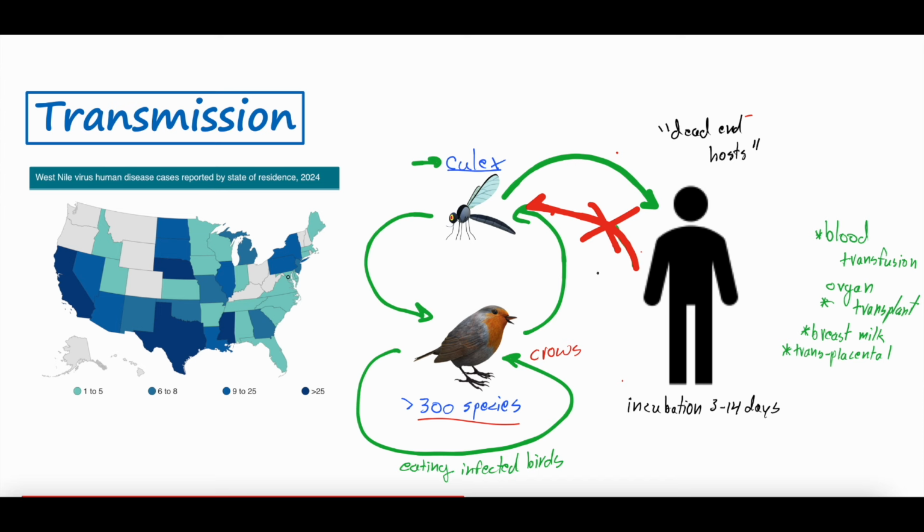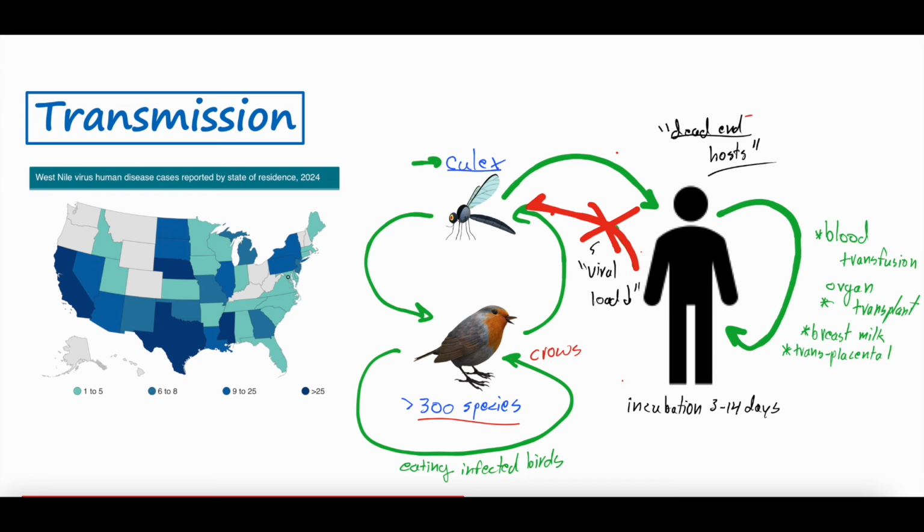The reason is that the viral load, the amount of virus in the blood, is not high enough. It's a low viral load, so the mosquito that bites the infected human doesn't get enough virus to spread it to something else. That's why we're considered dead-end hosts, because we cannot give it back to a mosquito to then spread to others. We can, though, give it to one another. There is a human-to-human possibility of transmission.